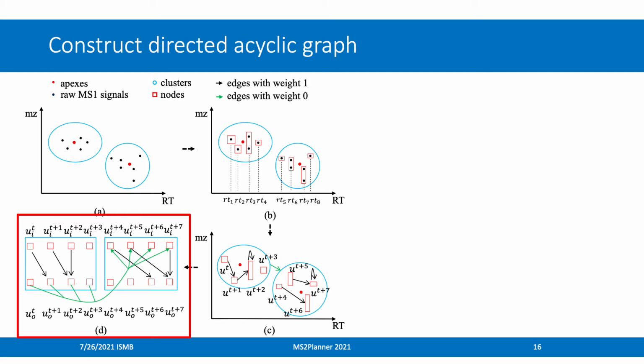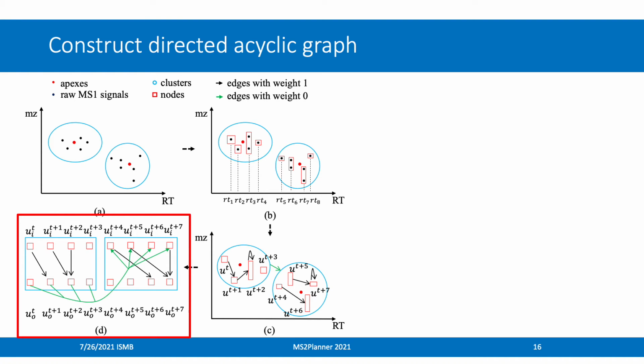And in order to solve this problem, we split each node into an in node and out node. Here, U sub I indicates the in node, and U sub O indicates the out node. An edge should always go from an in node to an out node within the cluster. Between the cluster, the out node will point to the in node of the next cluster, as long as the retention time of the next cluster is greater than the current one.